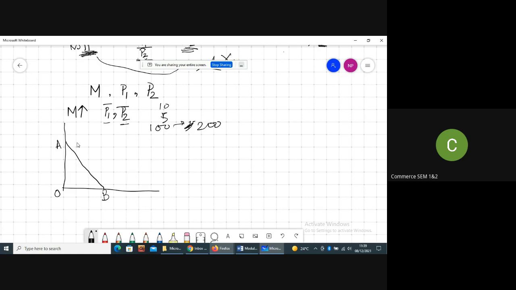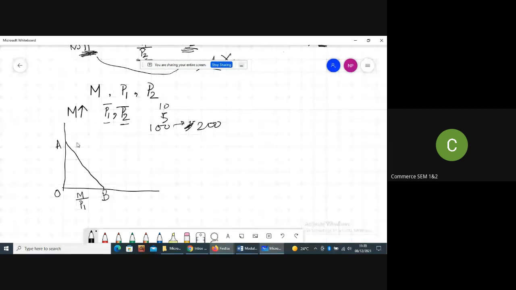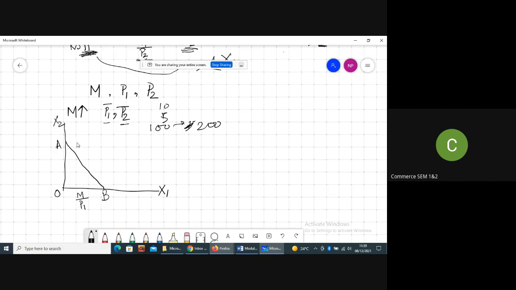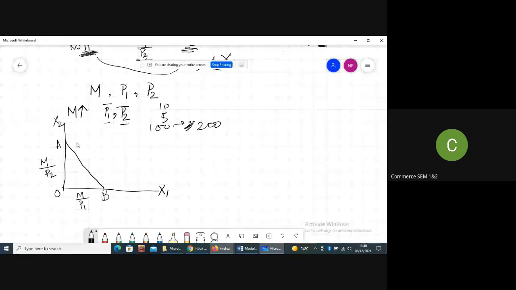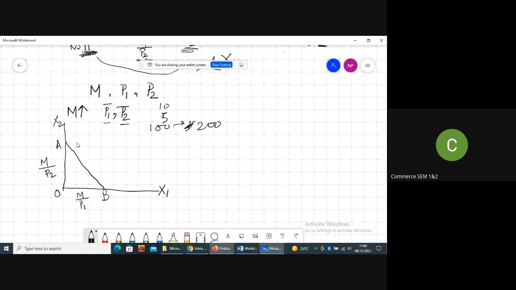What I said is that OB, this horizontal intercept, is equal to money income divided by P1, if you are measuring X1 here, and if you are measuring X2 here, this vertical intercept will be equal to M by P2. So your P1 and P2 are unchanged. What has increased is your money income. So M by P1 will be higher now.